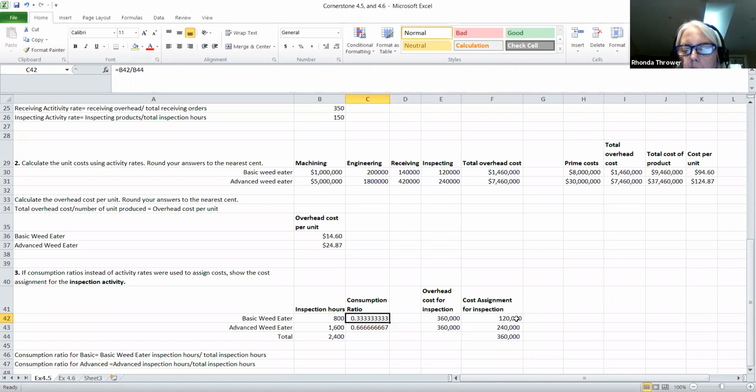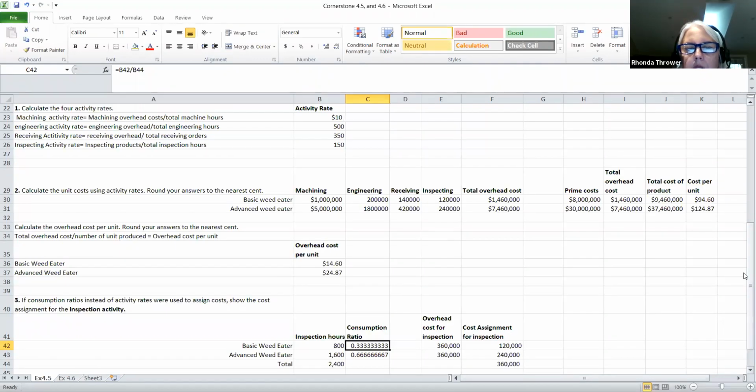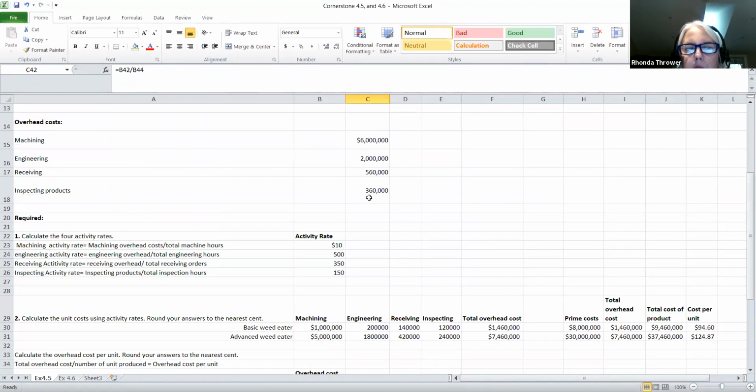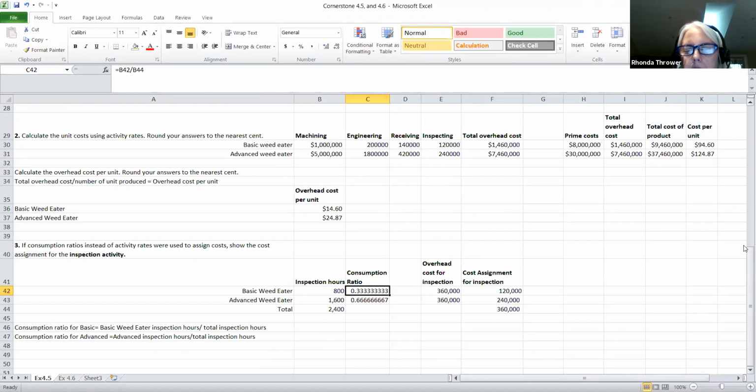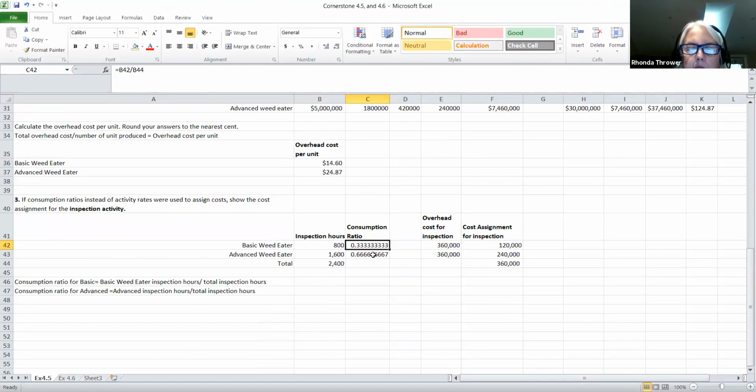The basic weed eater cost assignment for inspection plus the advanced weed eater's cost assignment for inspection will end up being the total amount of the inspection cost for that period of time. So you could double check it, seeing that 360,000 equals the 360,000 that they had given you earlier.